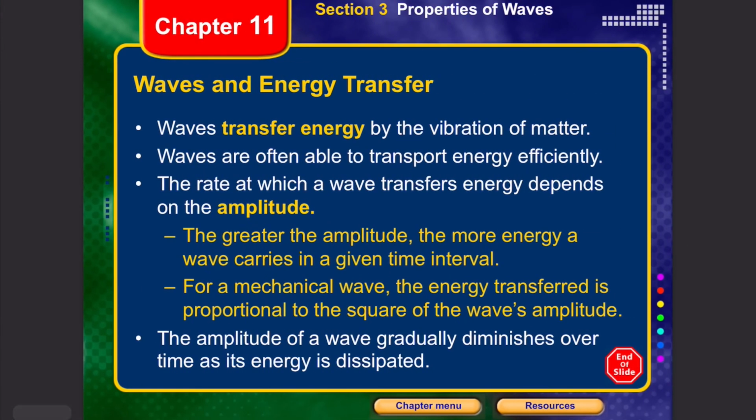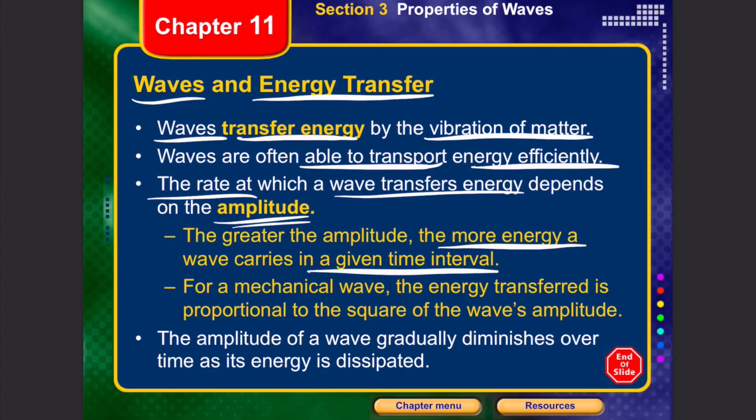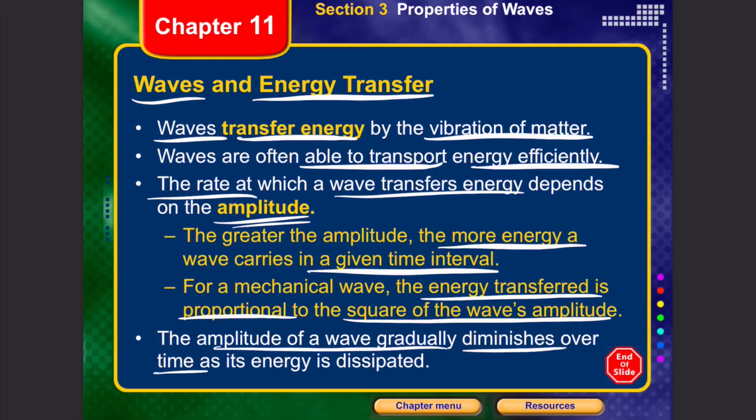Now let's talk about waves and energy transfer. Waves transfer energy by the vibration of matter. Waves are often able to transport energy efficiently, and the rate at which a wave transfers energy depends on the amplitude. The higher the amplitude, the higher the amount of energy transferred in a given interval of time. For a mechanical wave, the energy transferred is proportional to the square of the wave's amplitude, and the amplitude of a wave gradually diminishes over time as its energy gets dissipated.